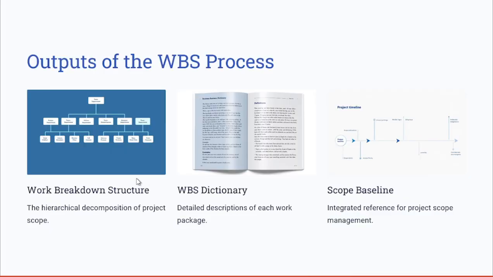Again, let's have a look at the key outputs that we need to have for the WBS process, or creating the WBS. The outputs of the WBS process include the work breakdown structure itself, the WBS dictionary that provides additional details about each work package, and the finalized scope baseline. And these outputs are critical for guiding the project execution and ensuring alignment with the project objectives.